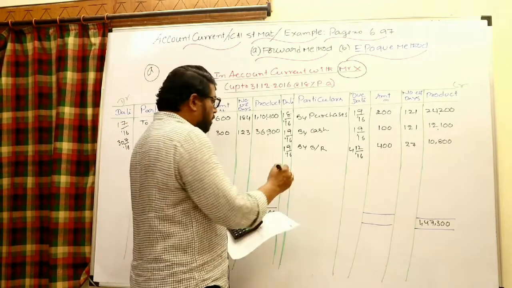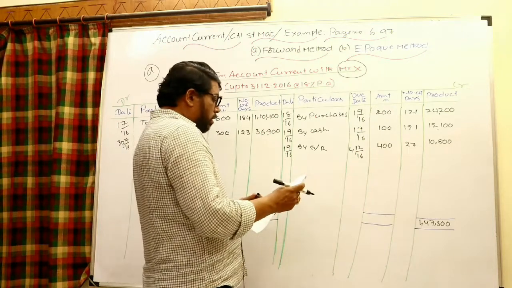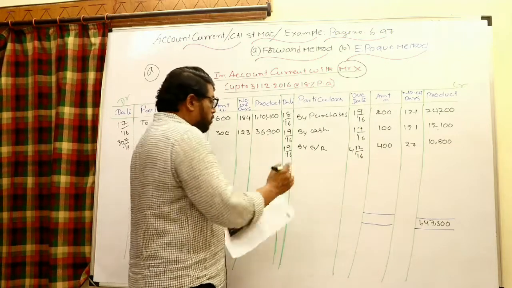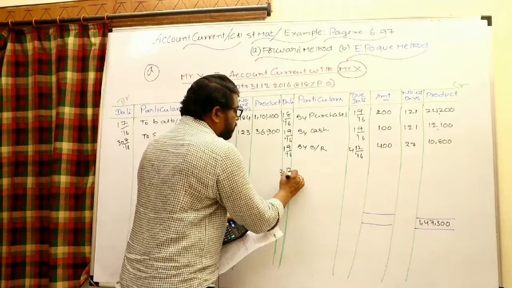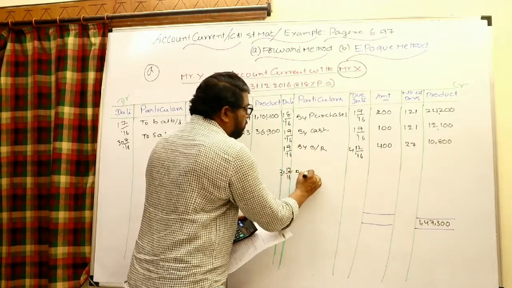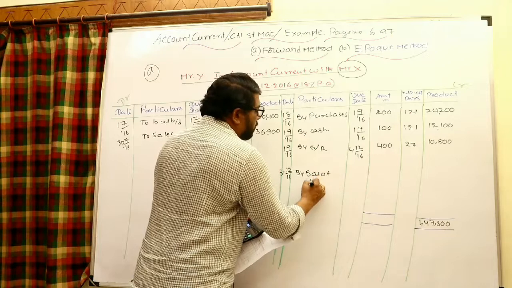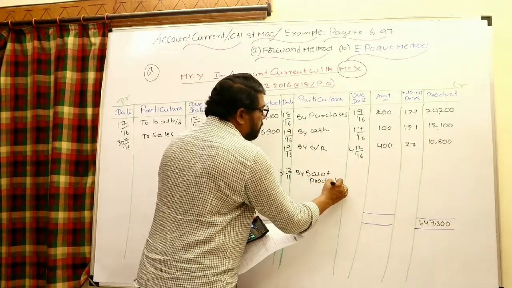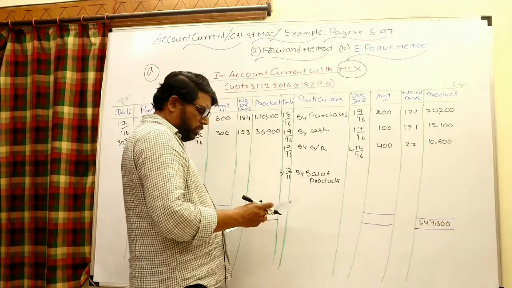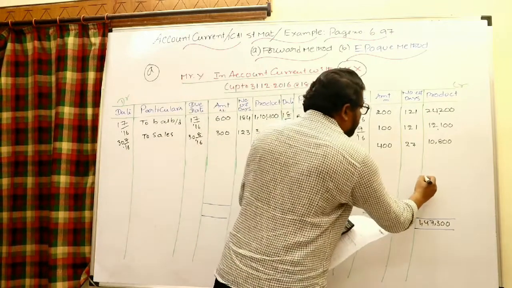So the books are to be closed on 31st December 2016. By balance of products, 1,02,000.